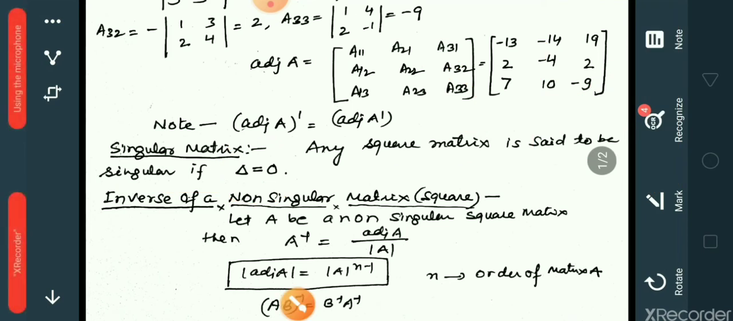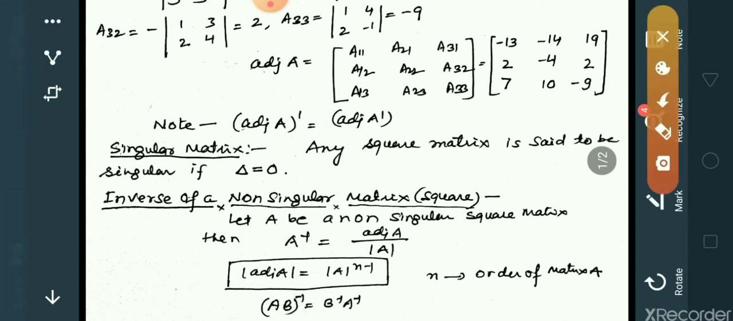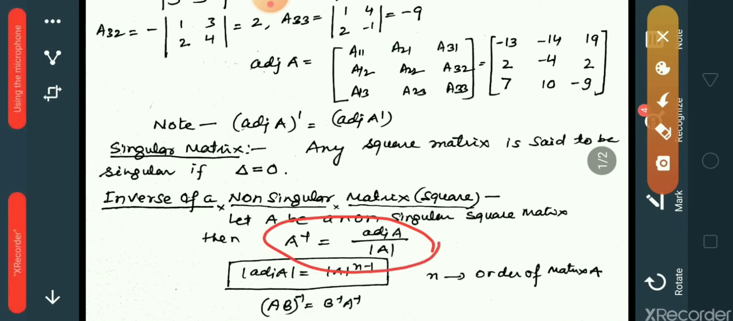Now inverse of a non-singular matrix. Obviously it will be square because we can find the inverse of a square matrix only. Let A be a non-singular matrix, then A inverse is equal to, this is the formula, children, note it. A inverse is equal to adjoint of A divided by determinant of A.